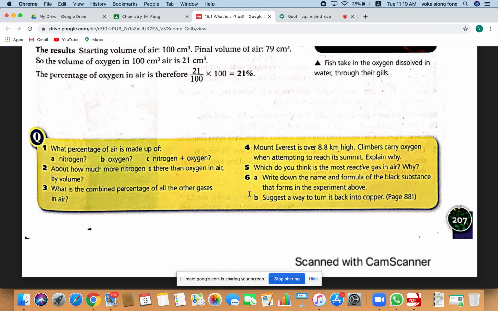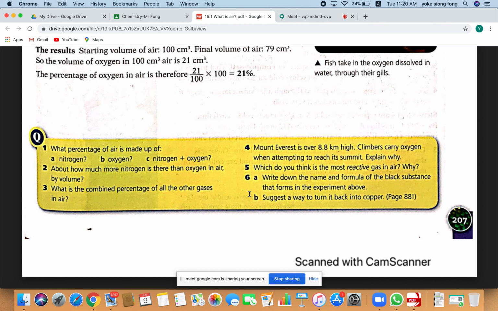Copper, bracket 2, and then oxide. Can we just put copper oxide? The answer is not recommended, because copper oxide can also be copper 1. So here it is copper 2. Make it more specific: copper 2 oxide. And then the formula, of course, is CuO. For 6A, the answer is copper 2 oxide, formula CuO. And then suggest a way to turn it back into copper, which means from copper 2 oxide, from CuO, back to copper.